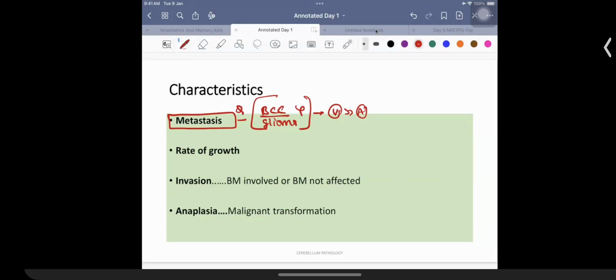Right? Whenever we're going to be talking about rate of growth, it happens to be really high in case of malignant tumors. And this rate of growth is going to be dependent upon the presence of a phenomenon that is given the name of Warburg effect.